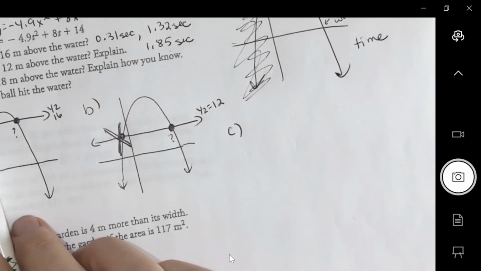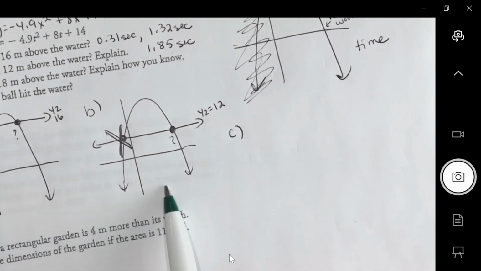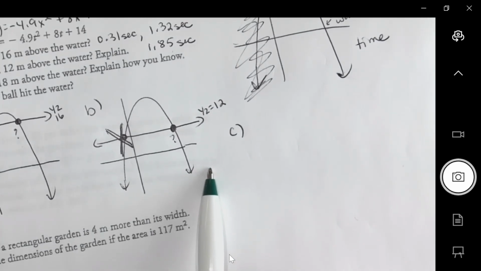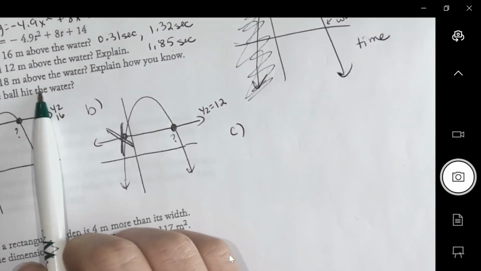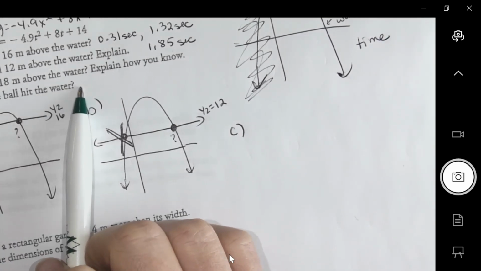Okay, question C. Is the ball ever 18 meters above the water? Explain.